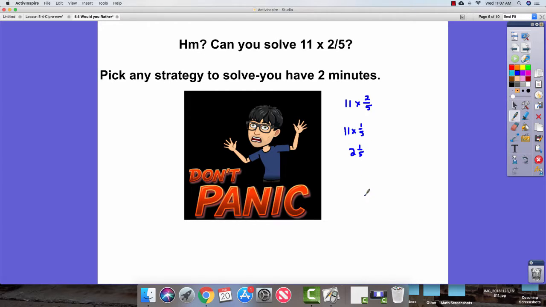So 2 and 1/5. And then I need to multiply that by 2, because my answer needs to be 2 times larger because I have 2/5 here. So I need to multiply the unit fraction of my whole by the numerator of my fraction. So 2 and 1/5 times 2. 2 times 2 is 4. And then 2 times 1/5, can't forget to multiply that 1/5 by 2. 2 times 1/5 would be 2/5. So 11 times 2/5 is 4 and 2/5.